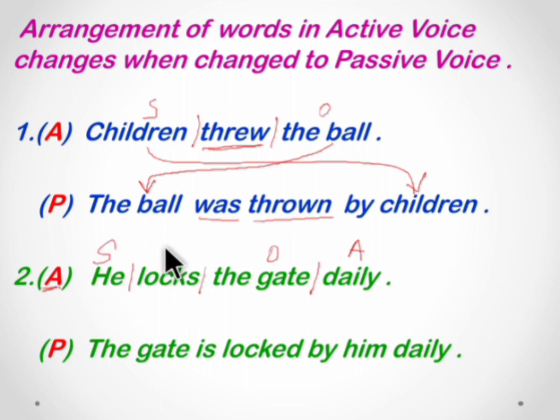So he is the subject and locks is the verb. So in the passive voice, this he will become the object of the passive voice, and the object in the active voice will become the subject of the passive voice. This locks will change. The verb will change. It will take a be form of verb and a past participle. Daily, the adjunct, will remain in the same place in the passive voice also.